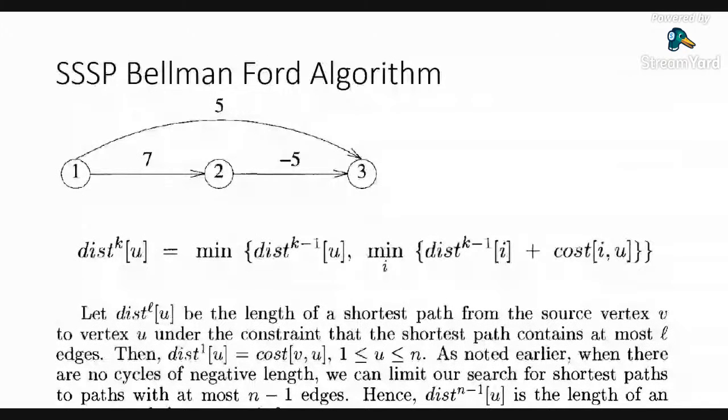It means there is no such path present in the graph running from vertex 1 to vertex 2 whose distance is less than 7. There is no such path in the graph G starting from vertex 2 and ending at vertex 3 whose cost is less than minus 5. Okay, so this is the optimal substructure.